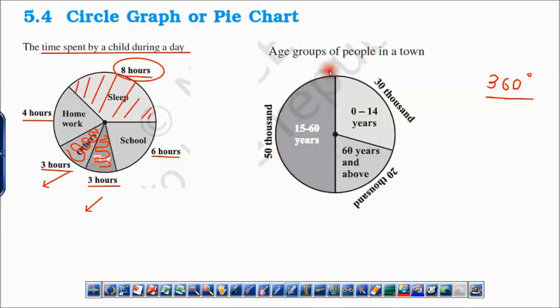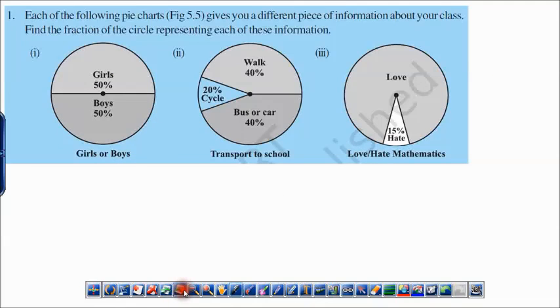Similarly, see here, age of group of people in a town. A town has 100,000 people. 100,000 मतलब 1 lakh. Out of that 100,000, 50,000 is of this age group, 30,000 is of this age group, 20,000 is of this age group. And that information is shown by pie chart. जिसका population ज़्यादा उसको ज़्यादा डिग्री मिलती, जिसका population कम उसको कम एंगल या कम डिग्री मिलती. So let us learn how to draw this kind of pie chart.